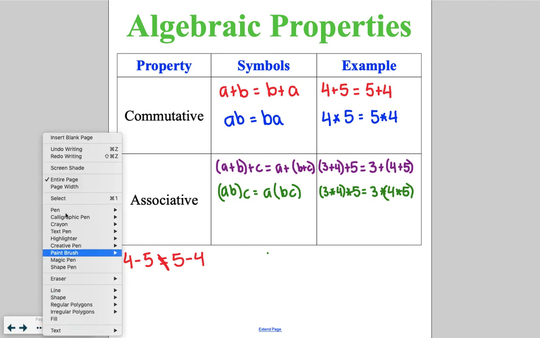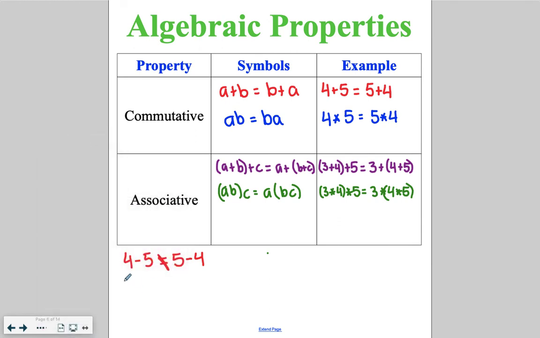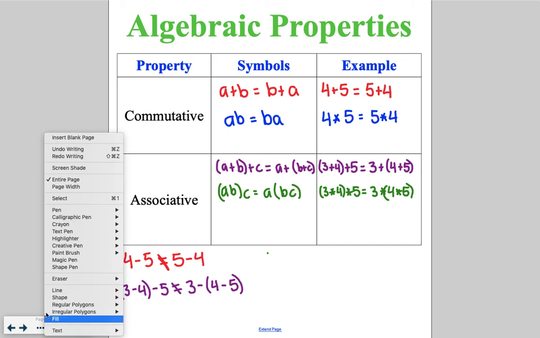Because if I took and said (3 minus 4), which is -1, minus 5 is -6, that is not the same thing as saying 3 minus, and then if I have (4 minus 5), that's -1. -1 minus 3 gives me a -4. So again, those are not equal.